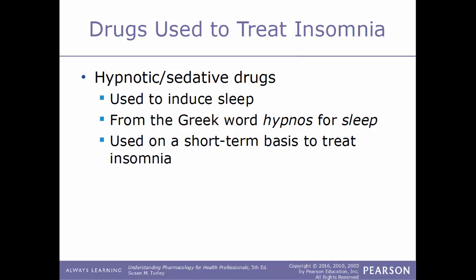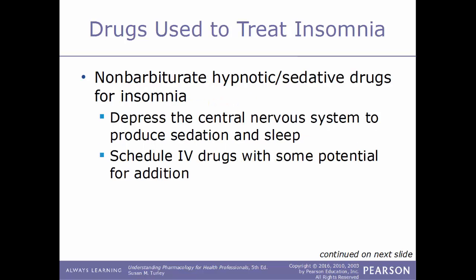One kind are hypnotic and sedative drugs, and these are used to induce sleep. These are only used on a short-term basis to treat insomnia. The other category that helps treat insomnia are non-barbiturate hypnotic and sedative drugs. And these act by depressing the central nervous system to produce sedation and sleep. And these are a Schedule IV drug because they have some potential for addiction.